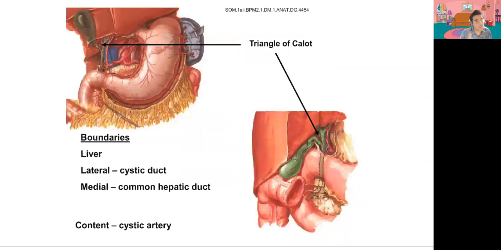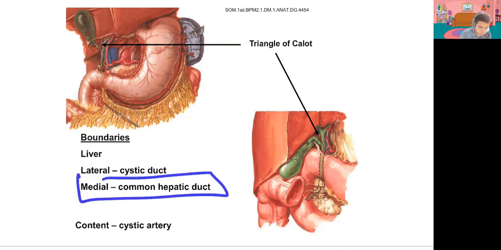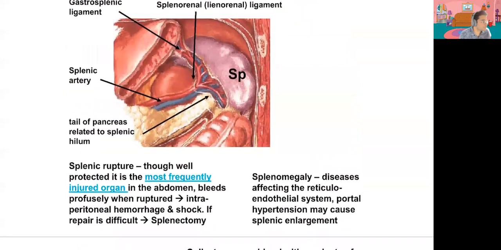This one, we were asked all the way up till our BSCE. So make sure you learn this very well, the boundaries of the triangle of Calot, okay? I don't know why, they just love it to death. The liver serves as the superior boundary, right? The lateral component is the cystic duct, and the medial component, right here, is the common hepatic duct, right? And what do we use to find it? The content that we're looking for is the cystic artery, right? It's apparently the thing that they keep wanting to test over and over. So just keep that in mind, cover it very well.